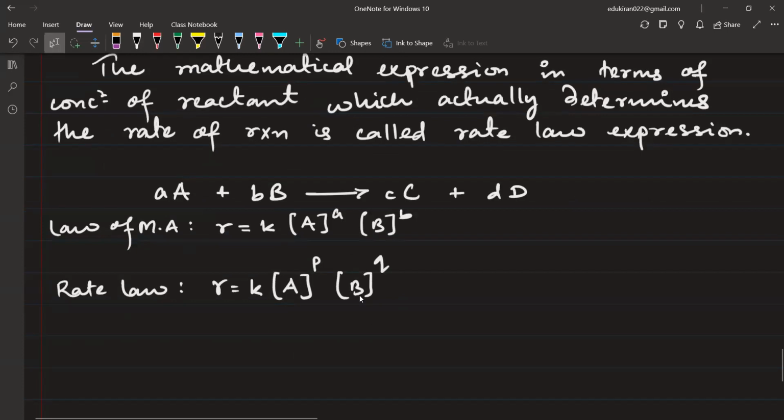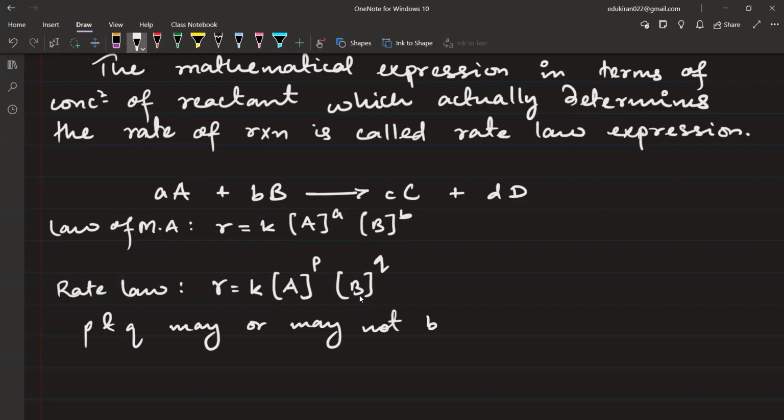The previous one, the law of mass action, was a completely theoretical concept. And we had some reactions which did not follow the law of mass action. That is why the rate law was devised, and it tells that p and q may or may not be equal to a and b.